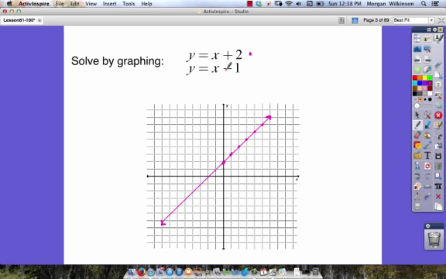Y equals x minus 1. So if we have y equals x minus 1, our y-intercept must be negative 1. And then our slope is, well, our slope is the same. It's up 1 over 1. So again, up 1 over 1. We can go all the way across. Now we'll take out our straight edge.